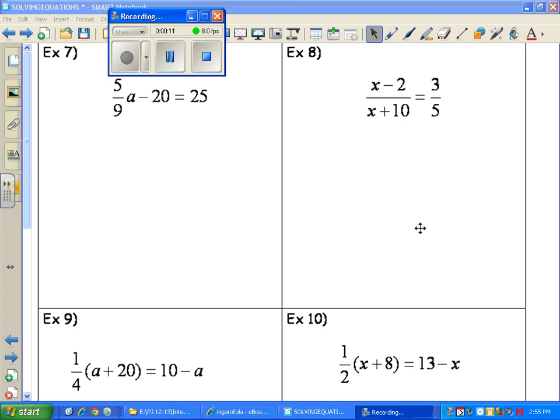In this episode, we're looking at some examples from solving fractional and decimal equations. We're going to look at a few examples that we were unable to get to during class time, and that would be example 8 and example 10.